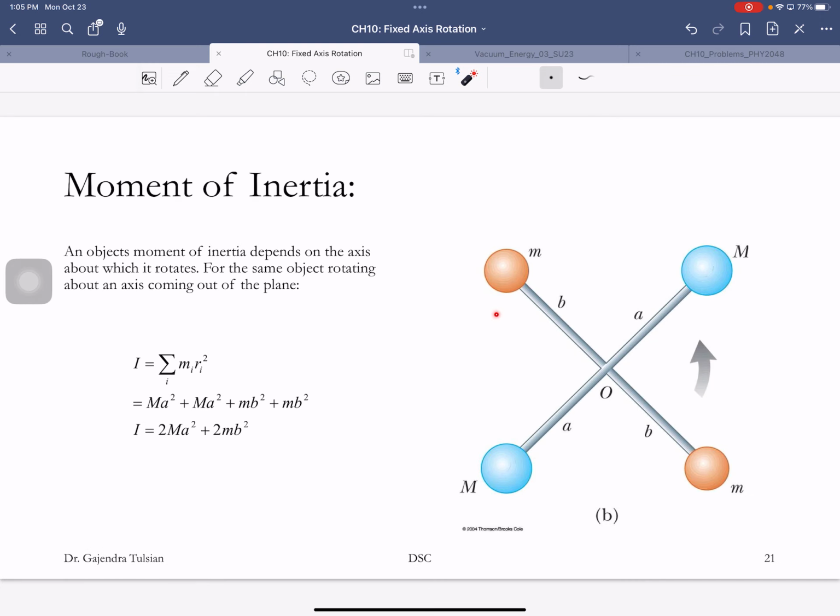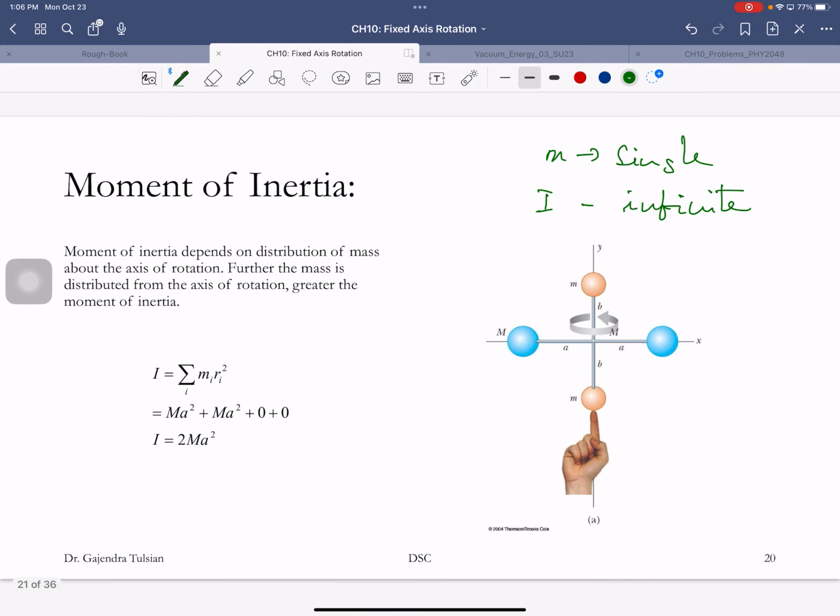The moment of inertia of the same object about this axis, an axis passing through there perpendicular to the plane, is that. See, this moment of inertia is greater than that.